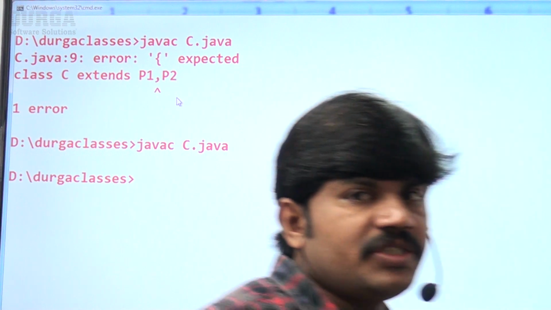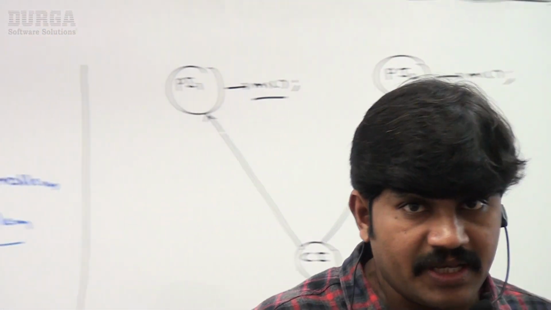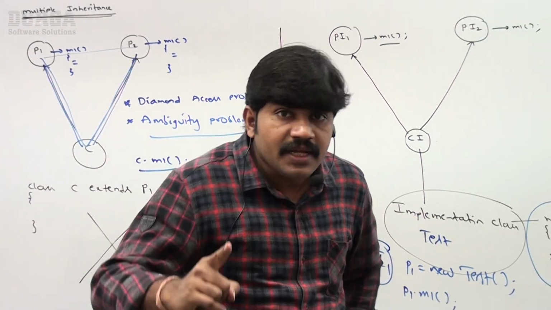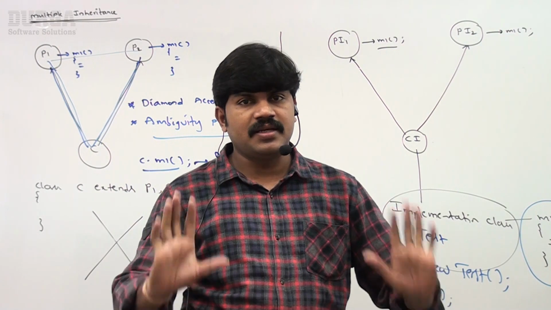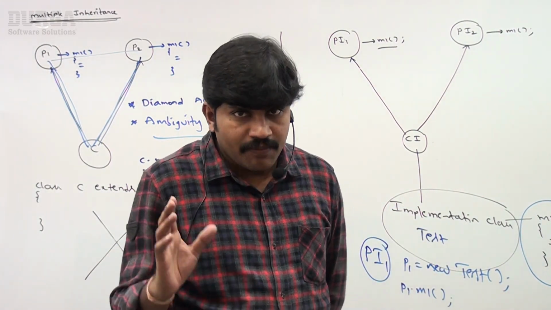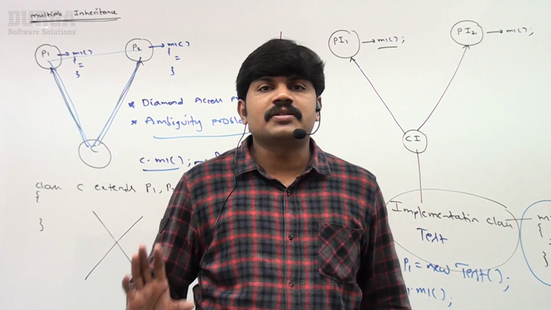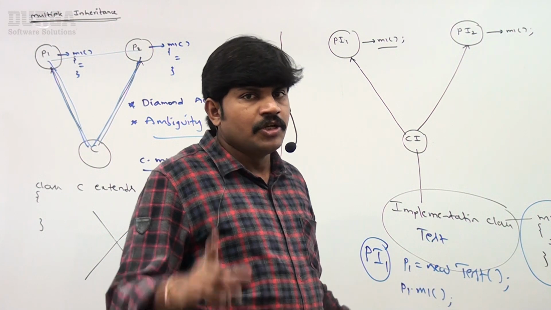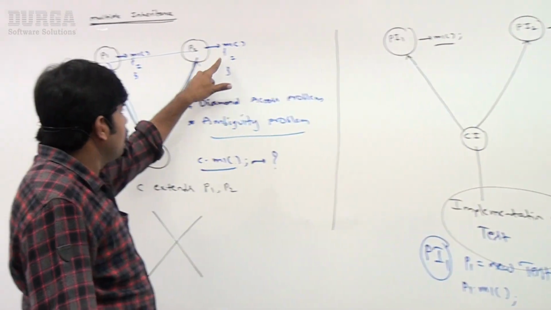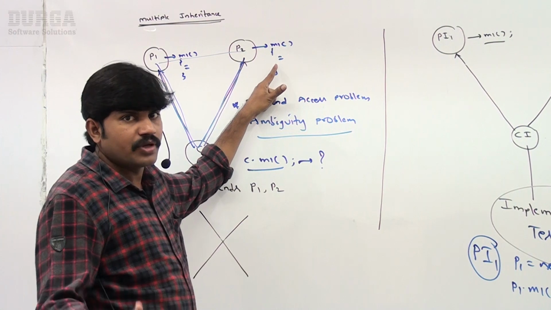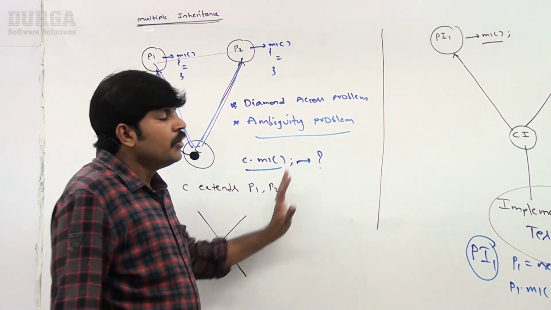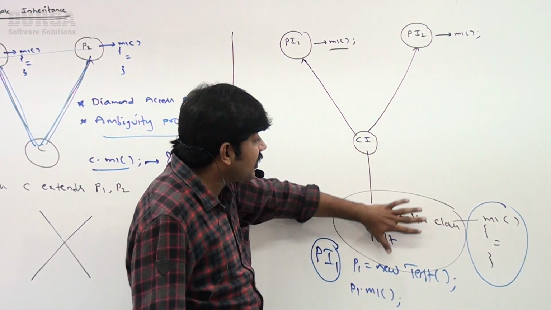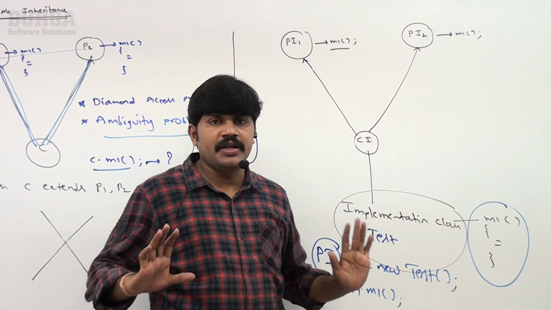So Java provides support for multiple inheritance in interfaces, but not in classes. Clear, right? So what is the reason? The ambiguity problem, the diamond problem. Next, why does this problem occur only in classes but not in interfaces? Because in classes multiple method implementations are there. Which method do I have to execute? That's why the problem is going to come. But in interfaces only declarations are available but not implementations. That's why there is no such problem in interfaces, right?